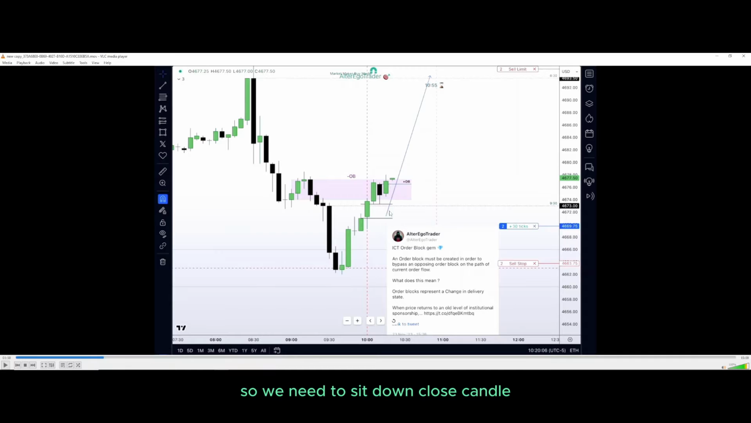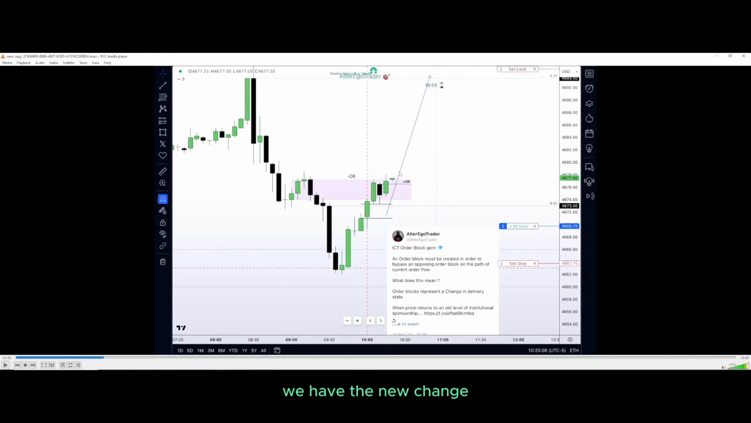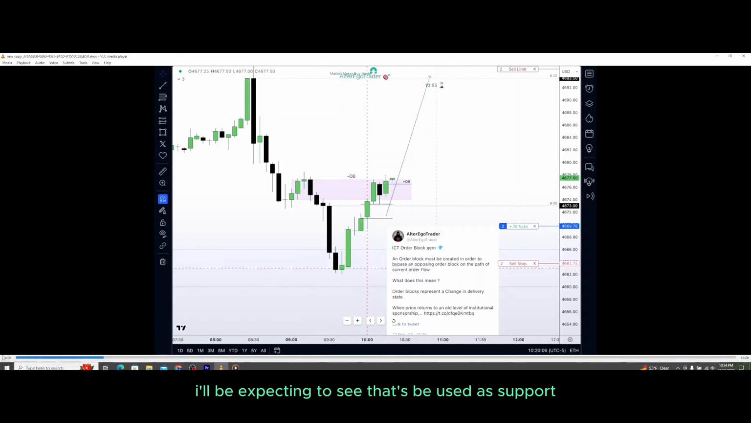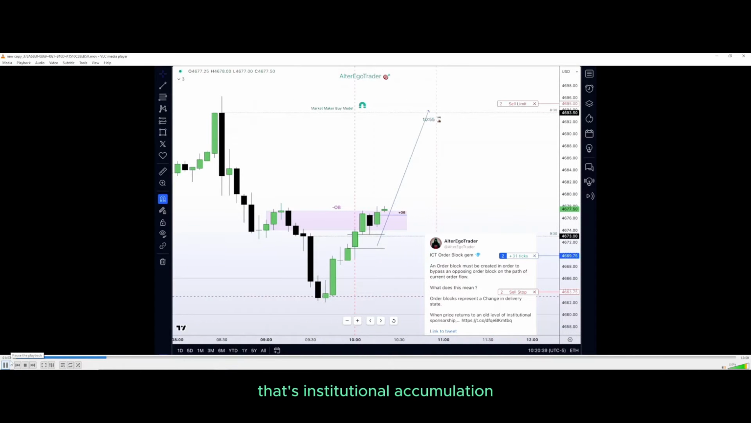So we need to see a down close candle, which is a change in state of delivery from buy side to sell side. From this buy program, we need to have a short-term sell program, which is this candle here, right? Then when price goes back higher above that opening price, we have a new change in state of delivery, and when price trades back down to it, I'll be expecting to see that be used as support, to send price higher. That's institutional accumulation, that's institutional sponsorship, right?